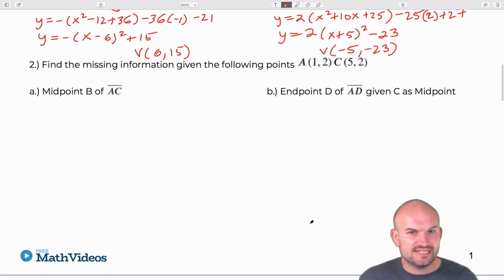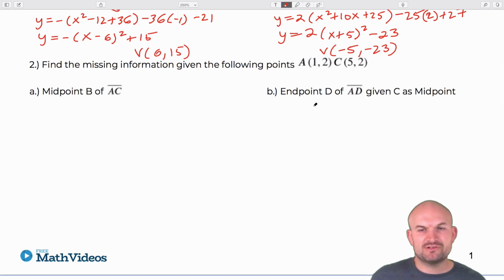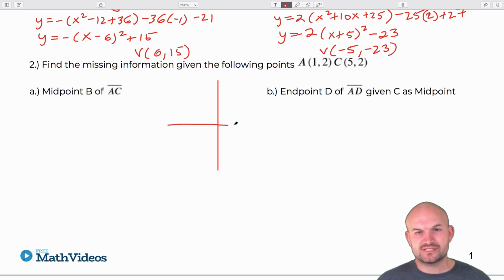All right, so for the next problem, we need to find the midpoint as well as how to find the endpoint. So basically what we have is 2 points. And I think the best thing to do here is just to plot the points on a graph so we can have a visual. And I get very frustrated a lot of times in this chapter when students have trouble doing a problem, but they give up before they actually try to sketch the graph. So in this case, we have 1, 2, let's call this A. And then we have another point, which is 1, 2, 3, 4, 5, and 2. We're going to call that point C.